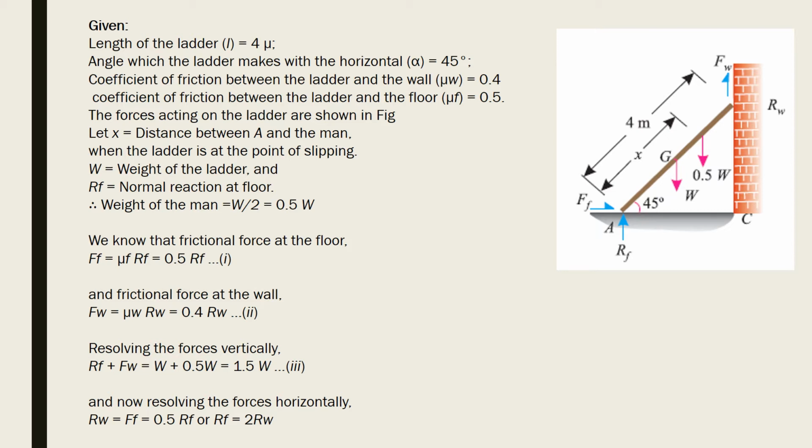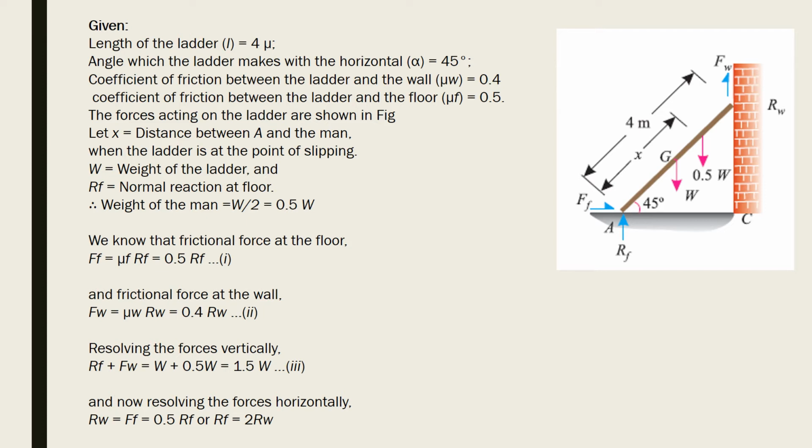At A, there are 2 forces acting on the ladder. One is a horizontal force, another one a vertical force. The vertical force I have taken as RF, and the horizontal force I have taken as FF. That is also the frictional force. And there are 2 forces occurring at point B, the other end of the ladder, which is in contact with the wall. There are also 2 forces, FW and RW.